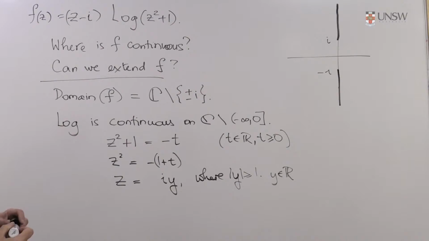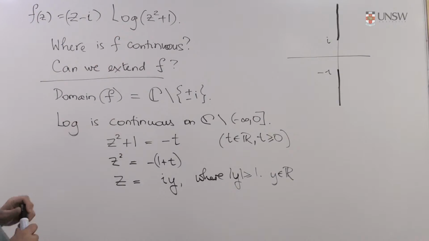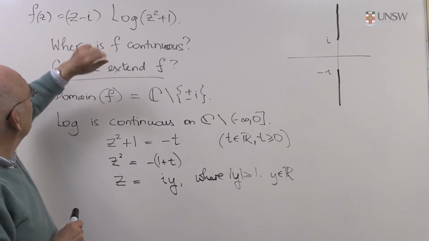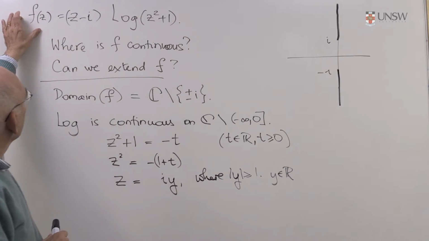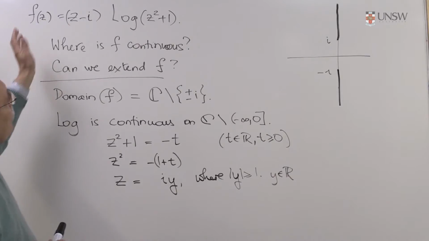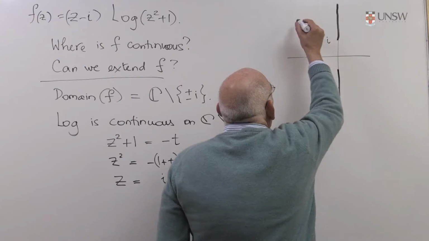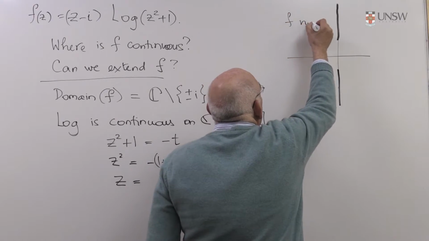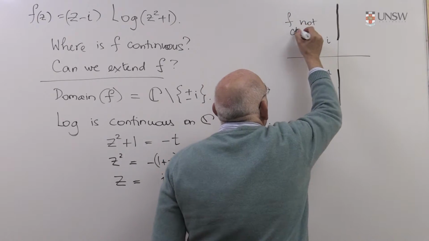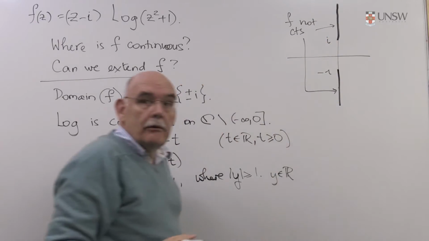Now, that's where log is not continuous, and I guess that we can say where log is continuous, then f is also continuous. But we could also say where f is continuous, then f divided by z − i will also be continuous, which would say log is continuous. That means that we can say that f is not continuous here, and here, and it is continuous everywhere else.